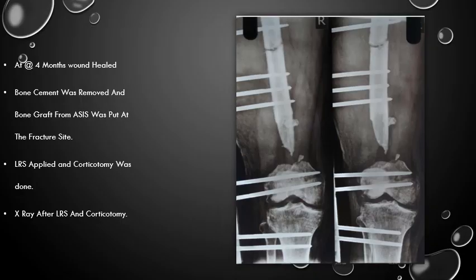Okay. So after 4 months, this was the X-ray. 4 months after the healing of the wound, the cement was removed and bone graft from the anterior spine was put on the fracture site and a limb reconstruction system was applied with diaphyseal corticotomy. So this was the X-ray at 4 months after the injury.